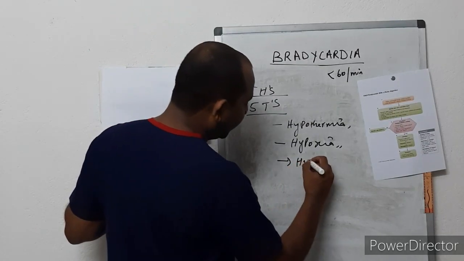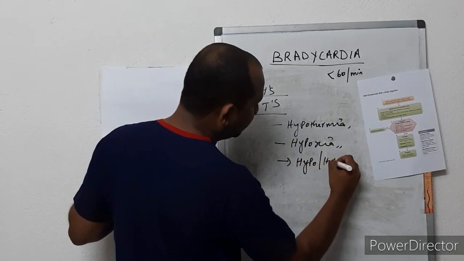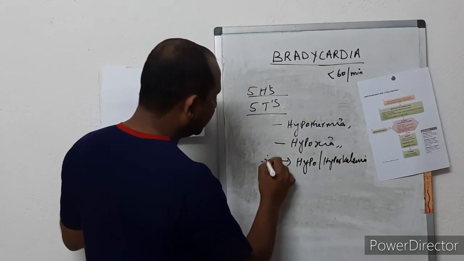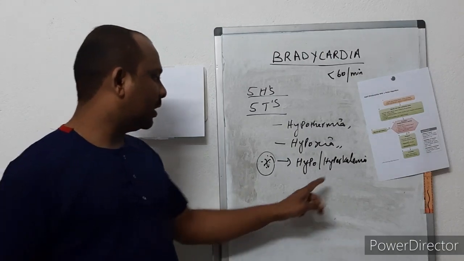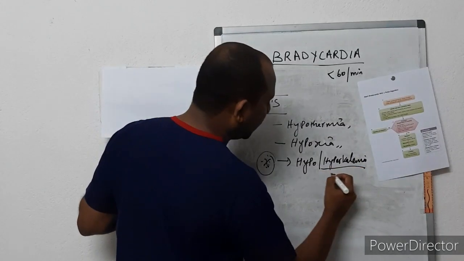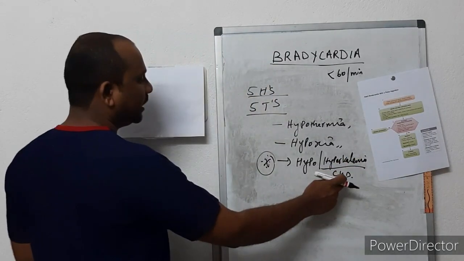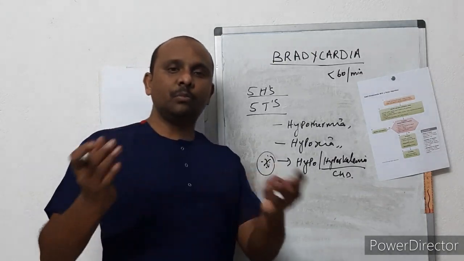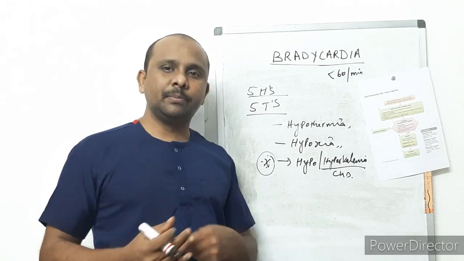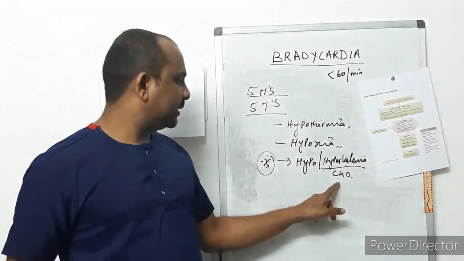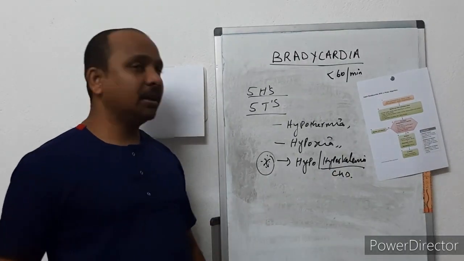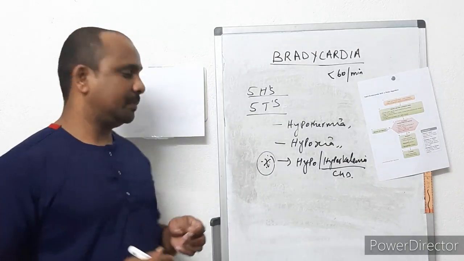Next thing, very important: hypo or hyperkalemia. More often you will see, right, either hypokalemia or hyperkalemia producing cardiac arrhythmias, especially hyperkalemia in the presence of renal disease, chronic kidney disease patients. They will have more potassium in their blood, right? So that will produce bradycardia more often. Always keep in mind that CKD patients will come with hypo or hyperkalemia.